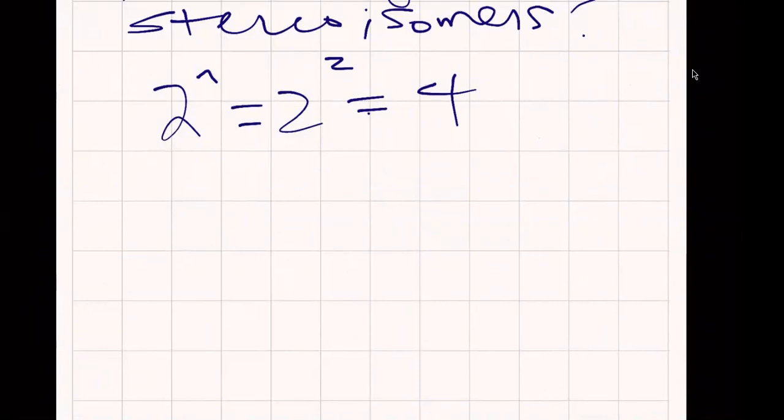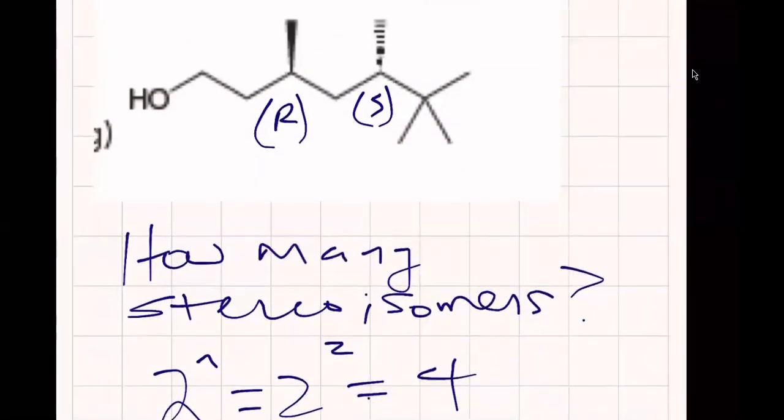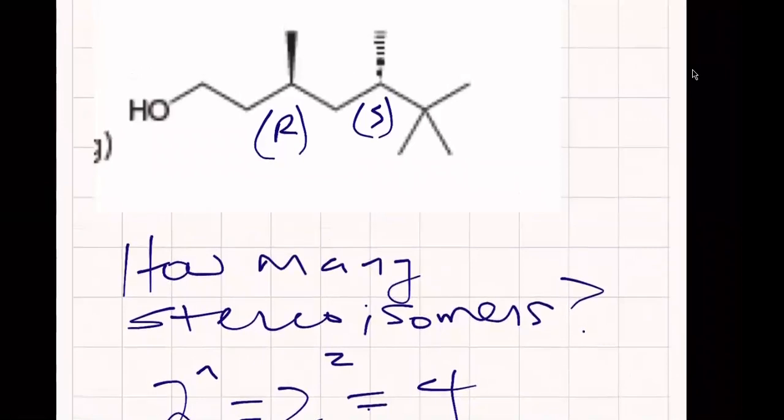So 4 is only how many is possible. It's not going to always be 4. Oh, it's got to be 4. You've got to prove it.